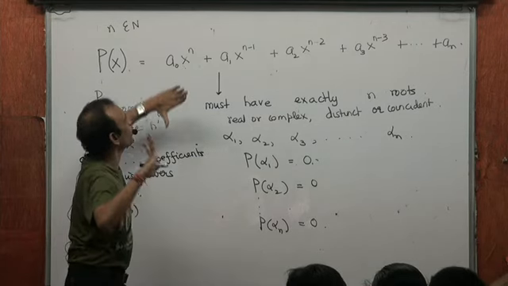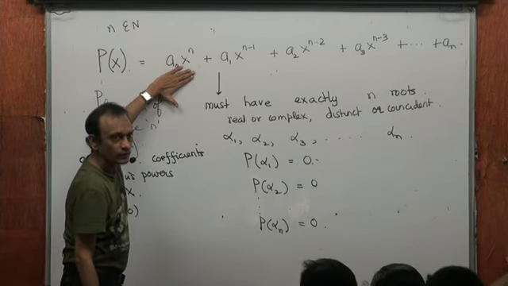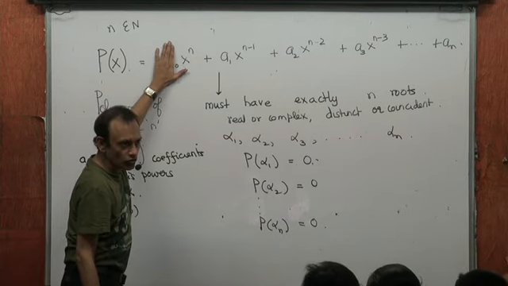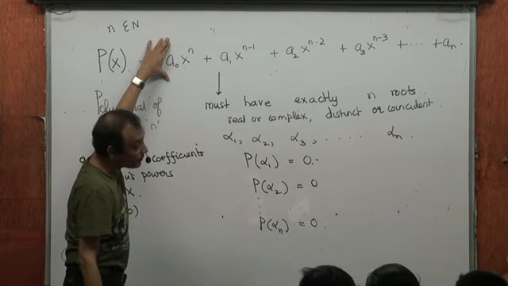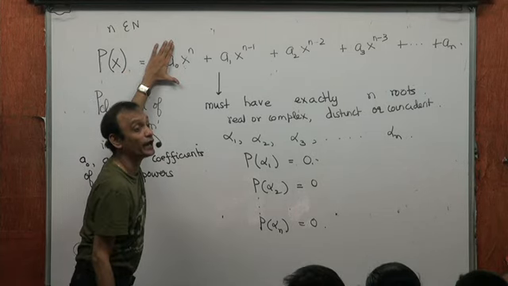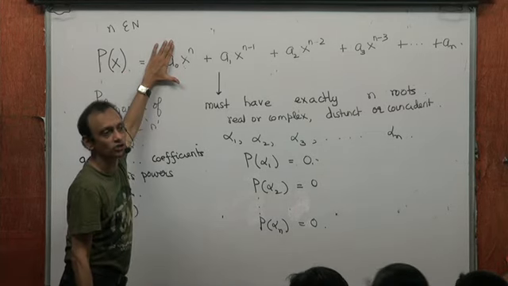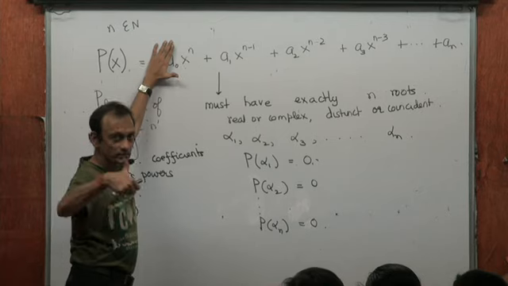So do you understand that a polynomial of degree n, where a naught is not 0, obviously otherwise it will not be a polynomial of degree n, must have exactly n roots, real or complex, distinct or coincident. Stand by.